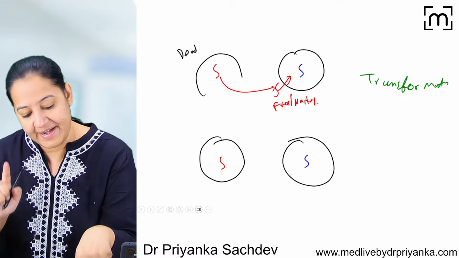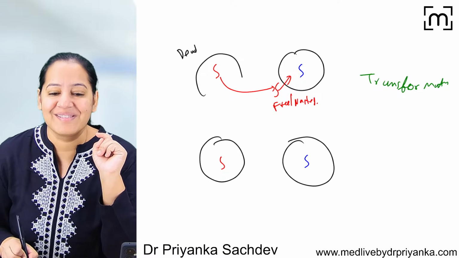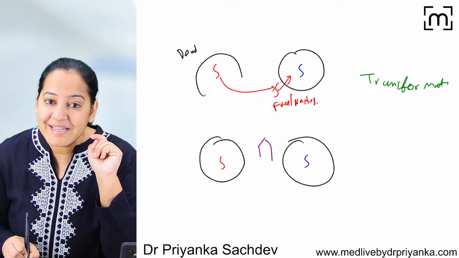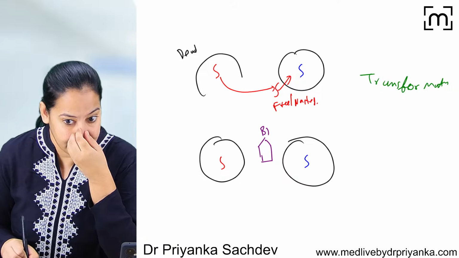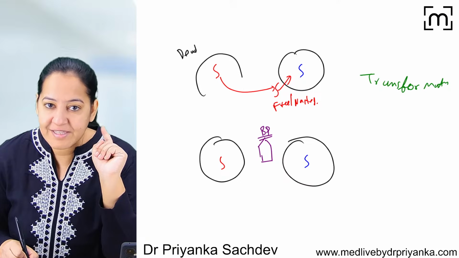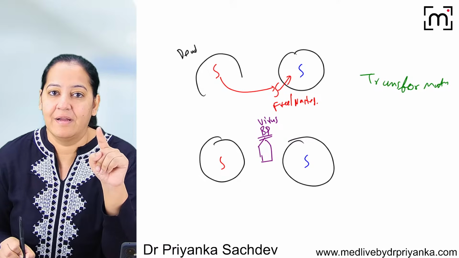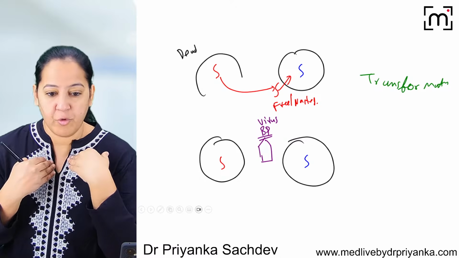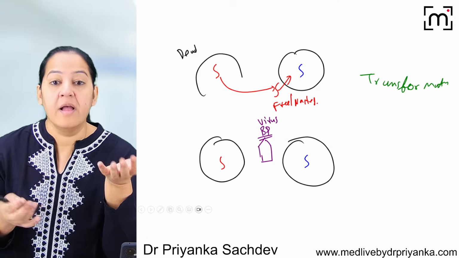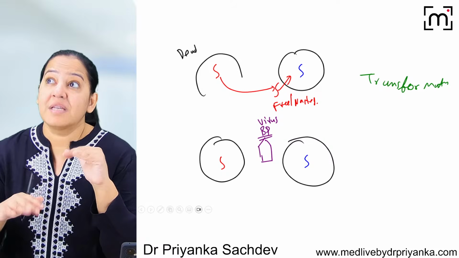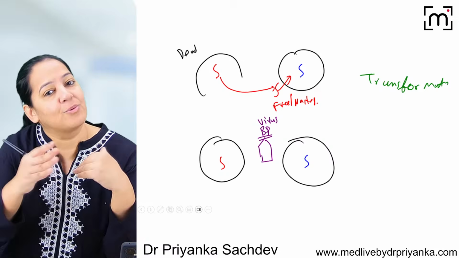In the second, we require an agency. In transduction, we require an agency. The agency is a bacteriophage. Who is a bacteriophage? A bacteriophage is a virus. If you don't know what a bacteriophage is, it's a virus which infects bacteria. Viruses infect humans, and then we have diseases. Viruses also infect bacteria. So such a virus which infects bacteria is known as a bacteriophage.